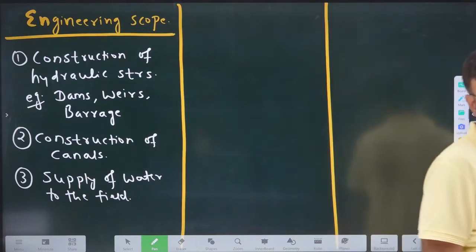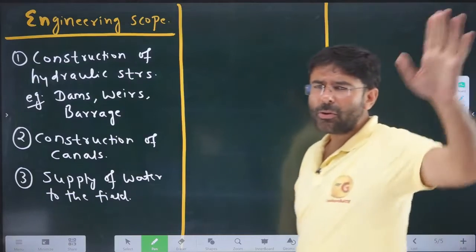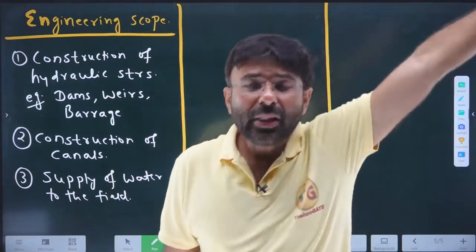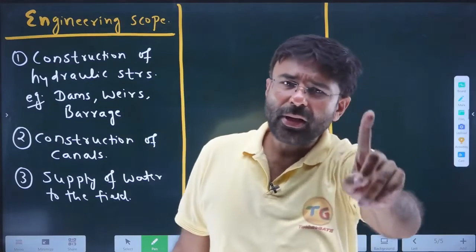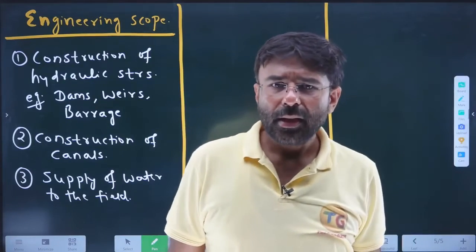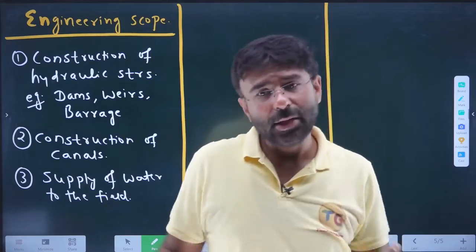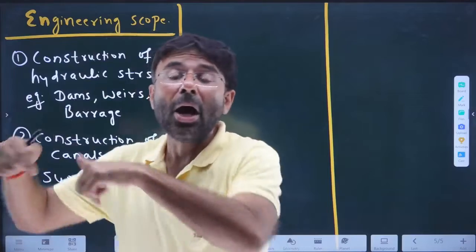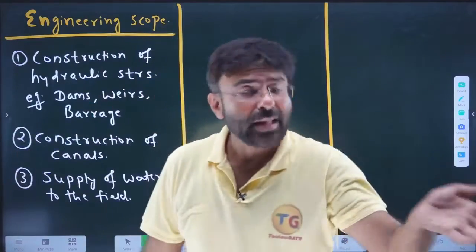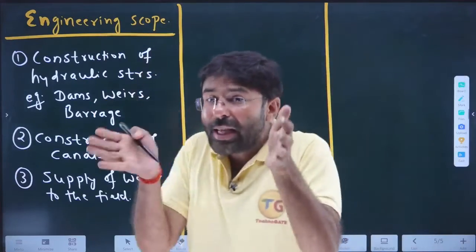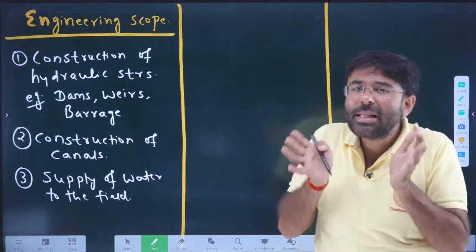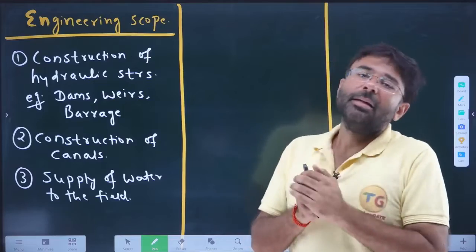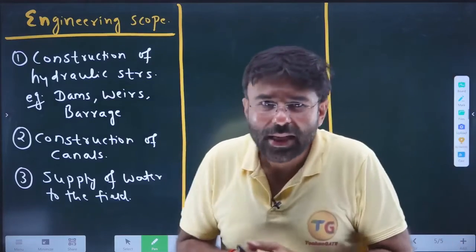How much water do I have to supply? That I'll have to calculate. The farmer does not know the formula discharge equals area into velocity. The farmer who is cultivating the crop in the field does not know the concept of discharge. He does not know how to calculate the discharge. He knows how to supply the water to wheat, and how much water needs to be supplied to rice, that he knows. But what amount of water will be carried by the canal? That means the discharge.